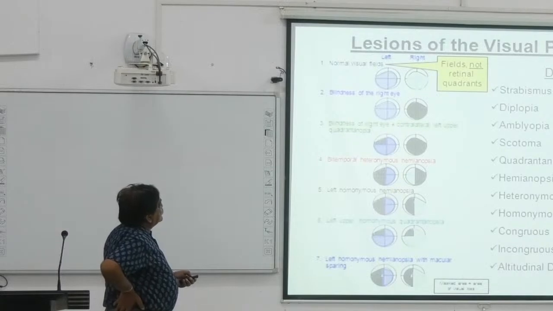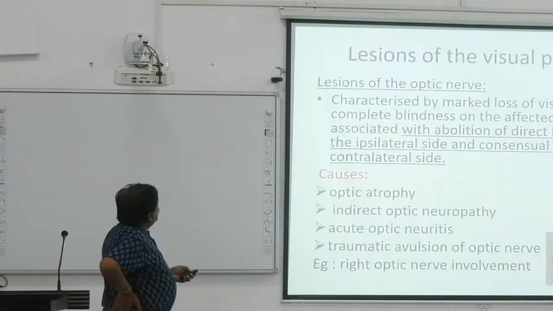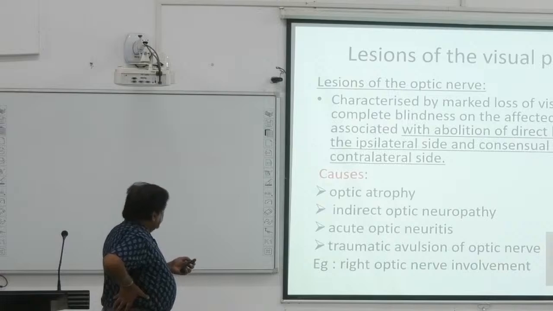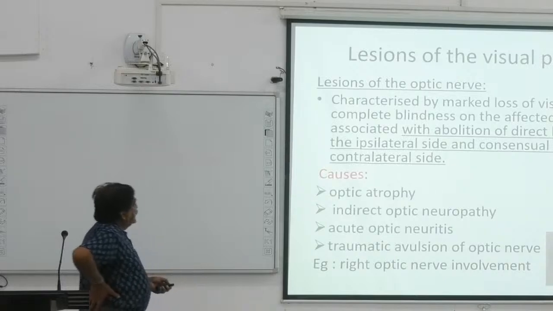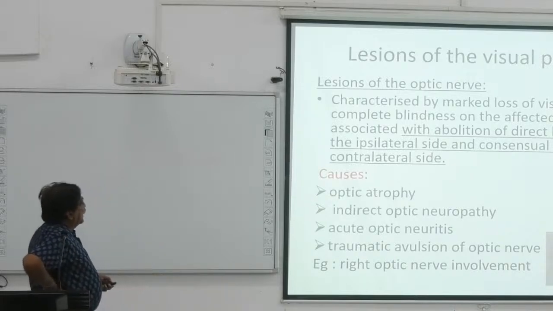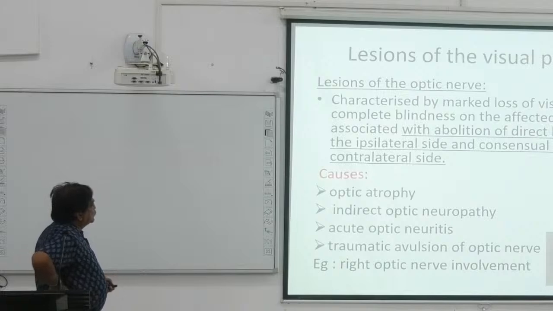Lesions of visual pathways, just a little now. Lesions of the optic nerve are characterized by marked loss of vision or complete blindness on the affected side, associated with abolition of direct light reflex on the ipsilateral side and consensual light reflex on the contralateral side. Causes: optic atrophy, indirect optic neuropathy, acute optic neuritis, traumatic avulsion of optic nerve. Example, right optic nerve involvement.